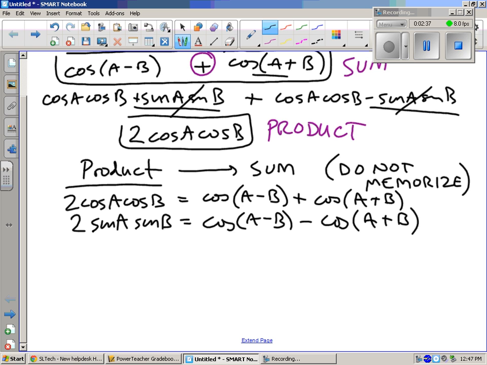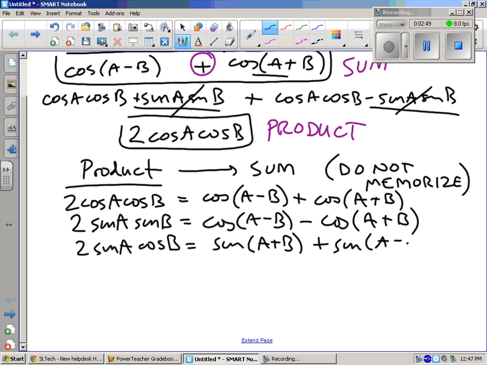I'm going to keep going here. There's two more. So 2 sine A cosine B is equal to sine of A plus B plus sine of A minus B. And the last one, 2 cosine A sine B is equal to sine of A plus B minus sine of A minus B.